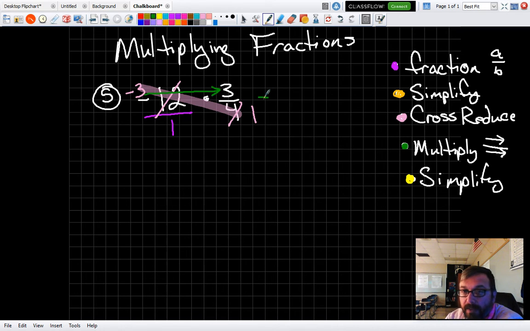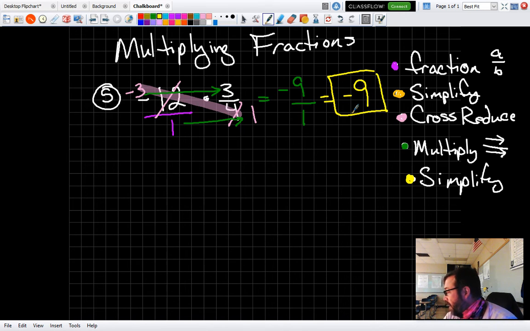Negative 3 times 3 is negative 9. 1 times 1 is 1. And now I'm ready to simplify. And we know that negative 9 divided by 1 is simply negative 9. And that's our answer.